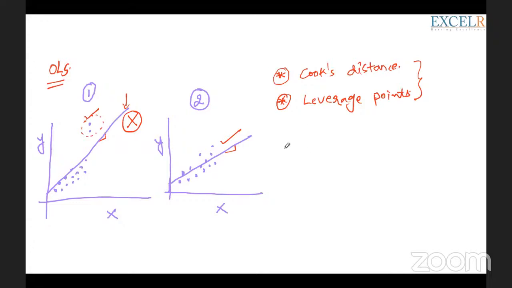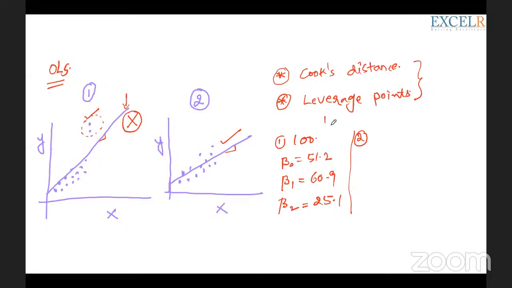Now, how are we going to find out? Let's say, for example, I have a regression equation with 100 data points in the data set. With these 100 data points, I've built a regression equation. Let us say beta naught is 51.2, beta 1 is 60.9, and beta 2 is 25.1. These are the regression line coefficients with the 100 data points. Then I have a second regression equation. What I have done is take out one data point, and with the remaining 99 data points I've built the regression equation. With this, my beta naught value is, let us say, 51.01, beta 1 is 60.2, and beta 2 is 26.